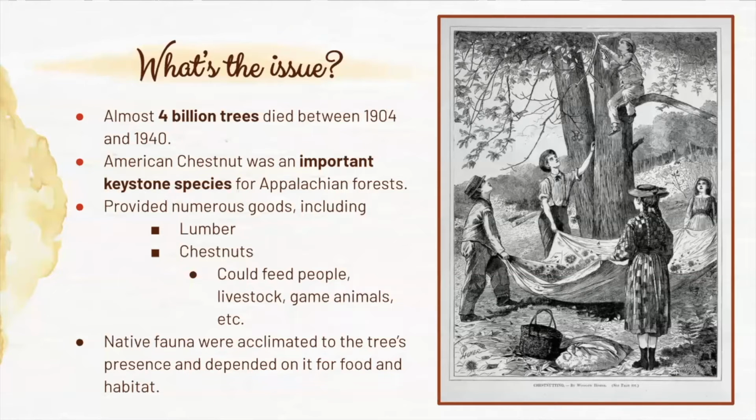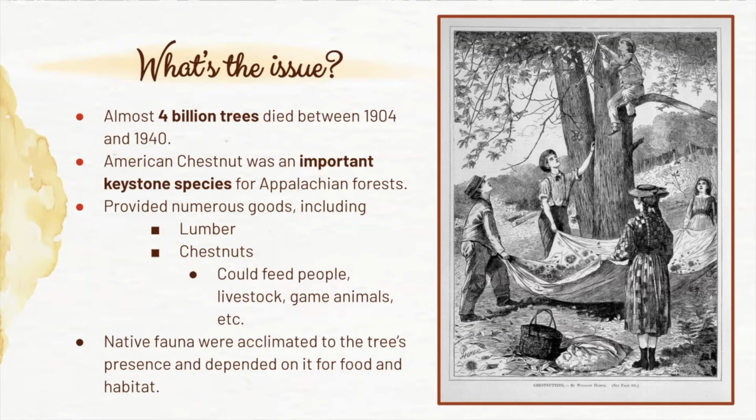Between 1904 and 1940, around 4 billion American chestnut trees succumbed to the blight. The species is not extinct. Old root systems still send out new shoots and attempt to grow. But with the blight established within the United States, these shoots tend to succumb to blight before they reach a reproductive age, and few fully grown trees remain.